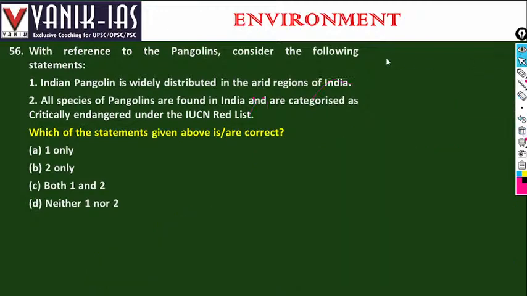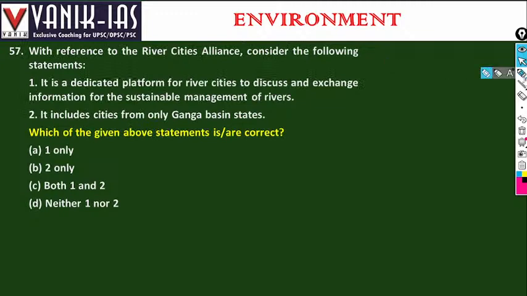With reference to River Cities Alliance, consider the following statements. It is a dedicated platform for river cities to discuss and exchange information for sustainable management of rivers. It includes cities only from Ganga basin states. Which of the following statements are correct? River Cities Alliance: it is a dedicated platform for river cities.